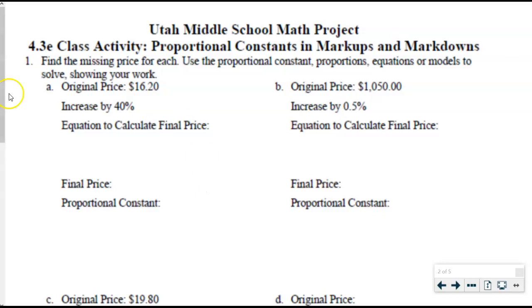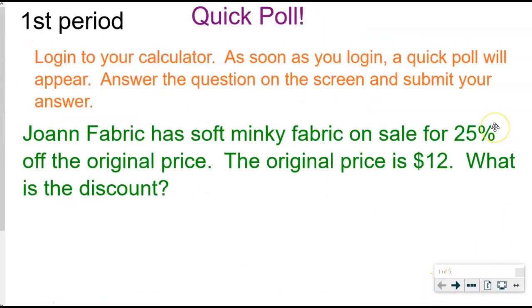To get started, we have this warm-up. So please pause the recording to answer this question and continue the recording when you have your answer so we can check it together. Okay, and we're back, ready to go over this warm-up.